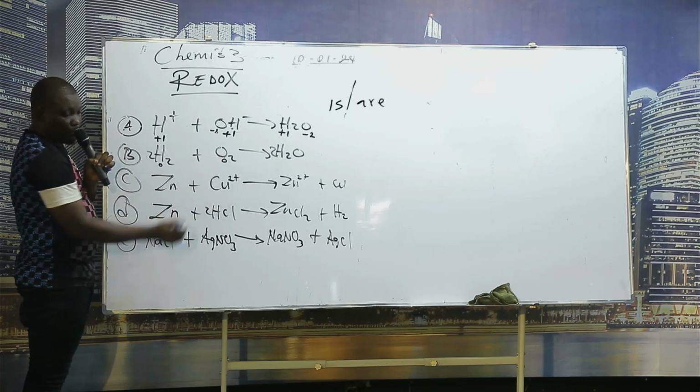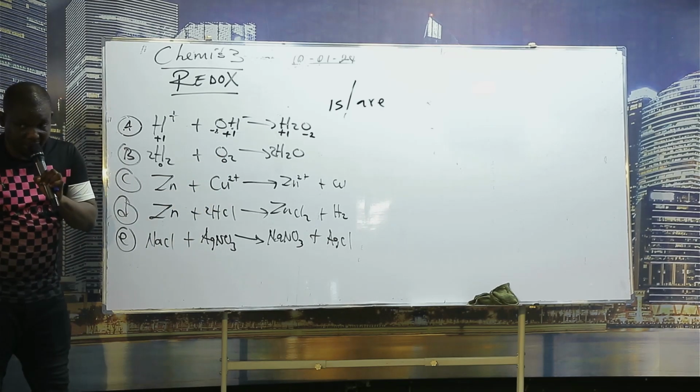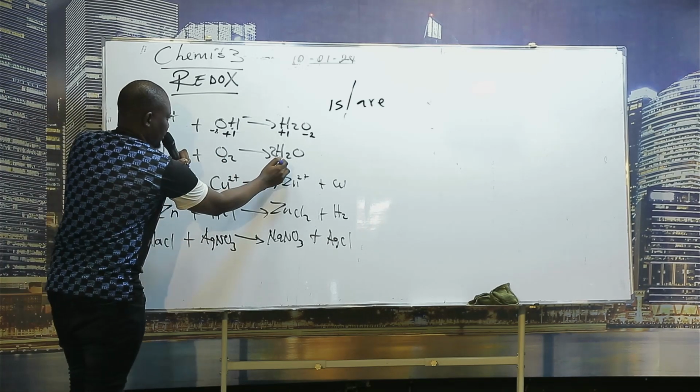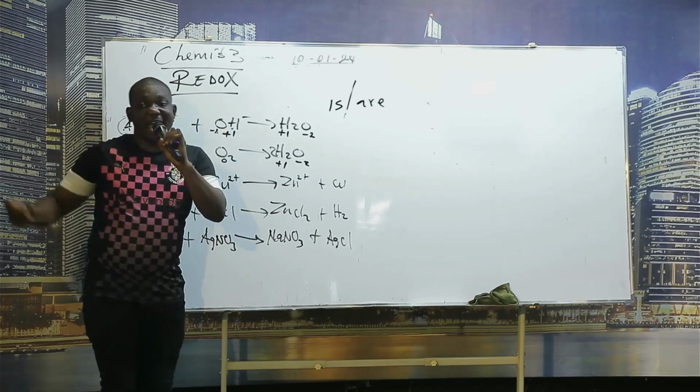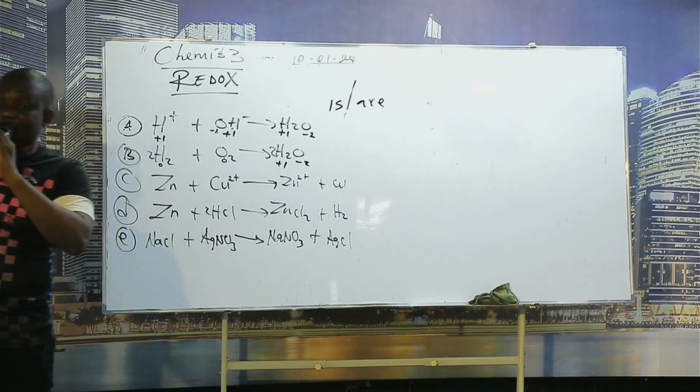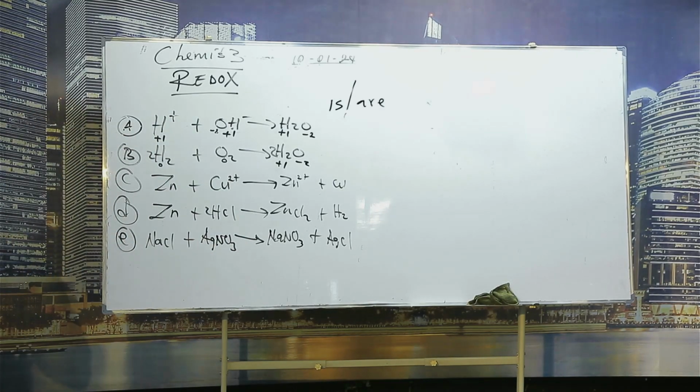So its state is also what? 0. Remember the rule that says that combined state of hydrogen is +1. Combined state of oxygen is what? -2. That's why everywhere you see oxygen in its combined state, it will always be -2. Anywhere you see hydrogen in any compound, it is +1. So that is it.